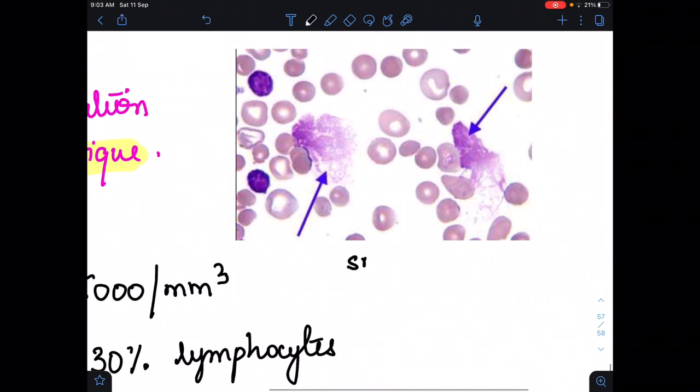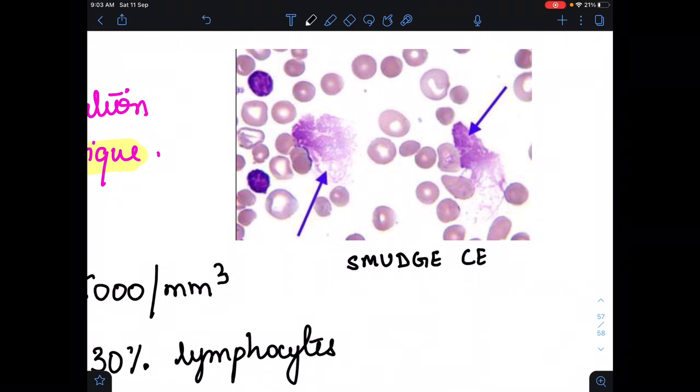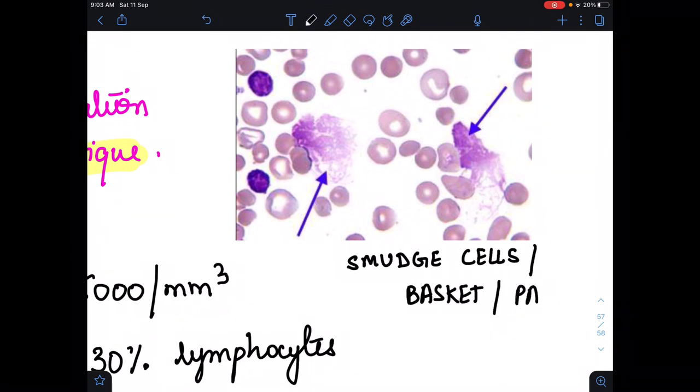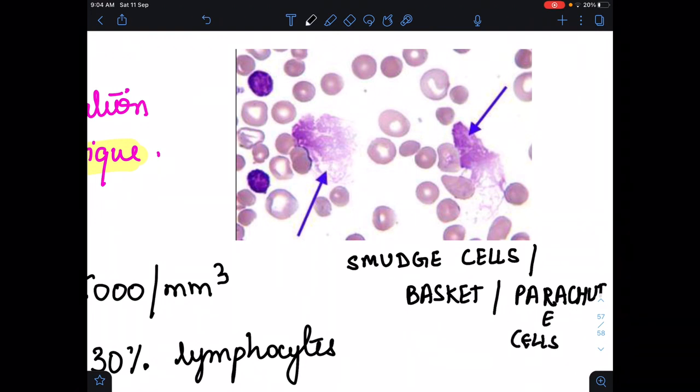Now on the peripheral smear, what we see are smudge cells. The other name for smudge cell is basket cell, or we can say parachute cell. This smudge cell is artificial. Please remember that it is artifactual; when we press the slide, we find the smudge cells. Please remember this, it is very important.